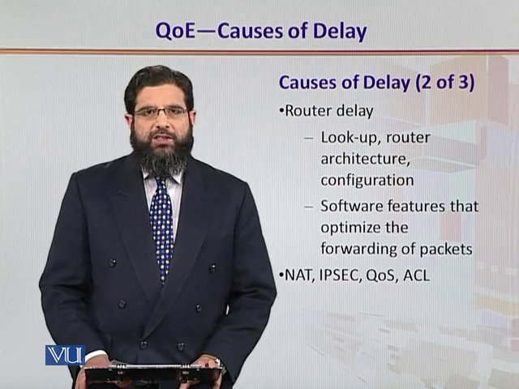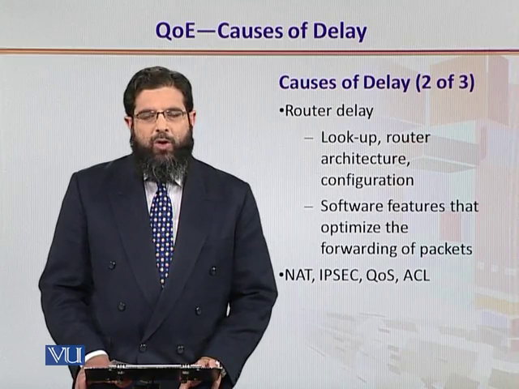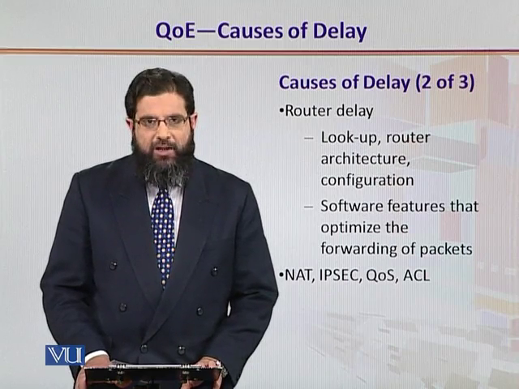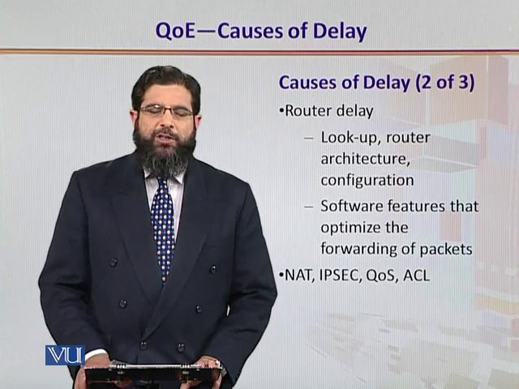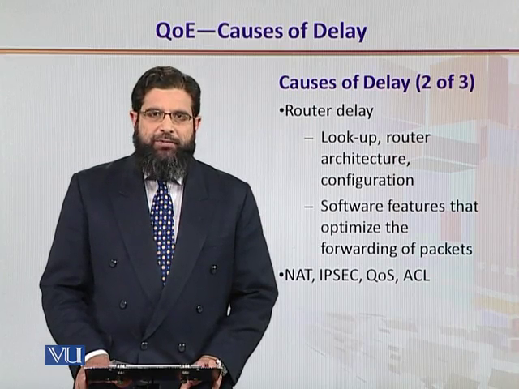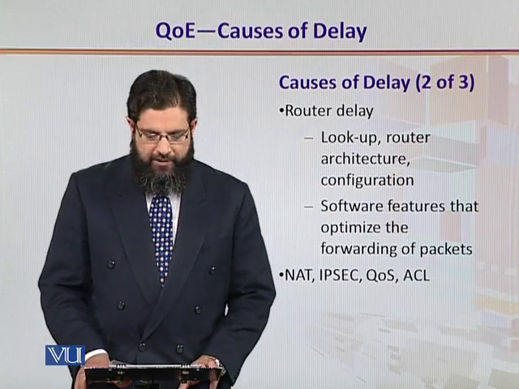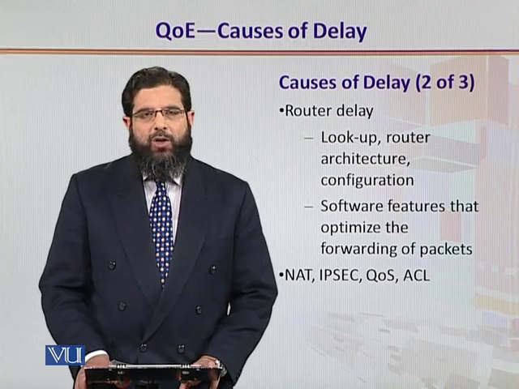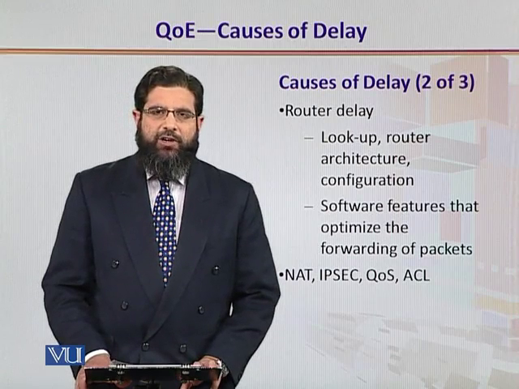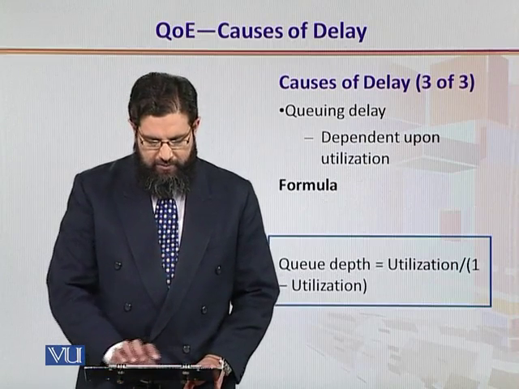Certain software features which are enabled at a router also have an impact on the overall delay. For example, if we have enabled deep packet inspection, it is going to incur significant delay on the processing at the router. Likewise, the network address translation, the IP security, quality of service, and access control list are some of the factors which have their own effects.